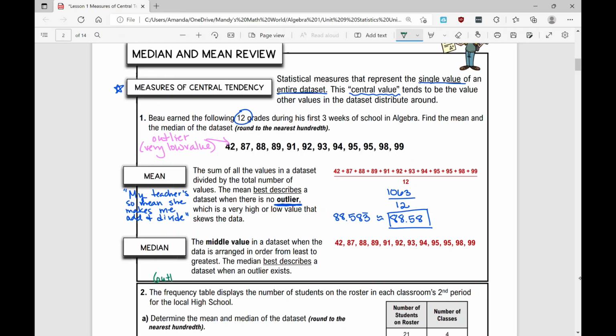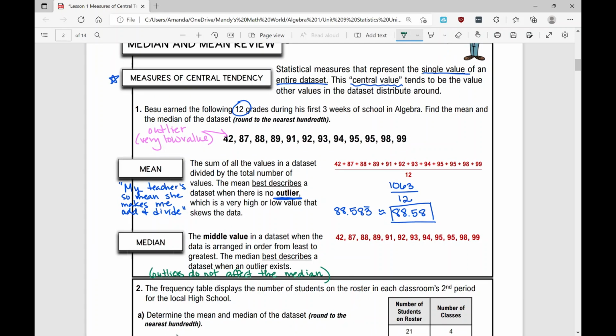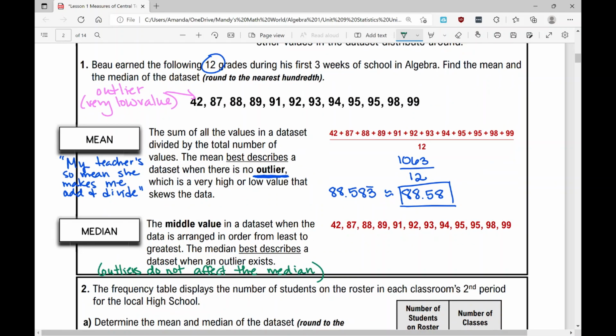Outliers do not affect the median. And here's why. Those outliers are very high or very low values, which if I'm ordering from least to greatest, those values are on the ends of the data. When I'm finding the middle value, a lot of times what I do, like with middle school, is cross off your lowest and your highest. Next lowest, next highest, next lowest, next highest, right? And I just keep doing that.